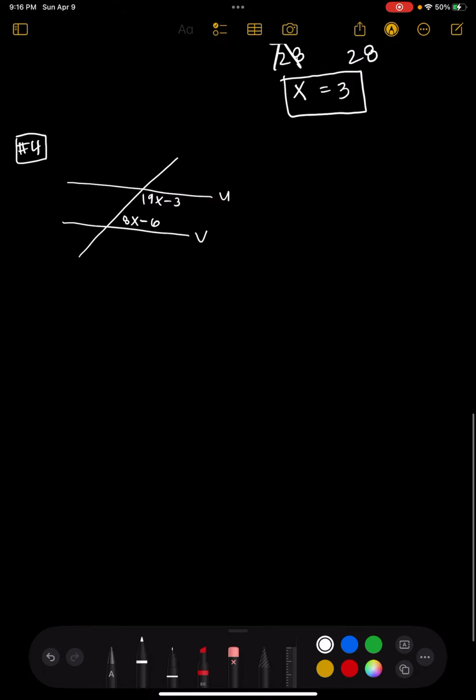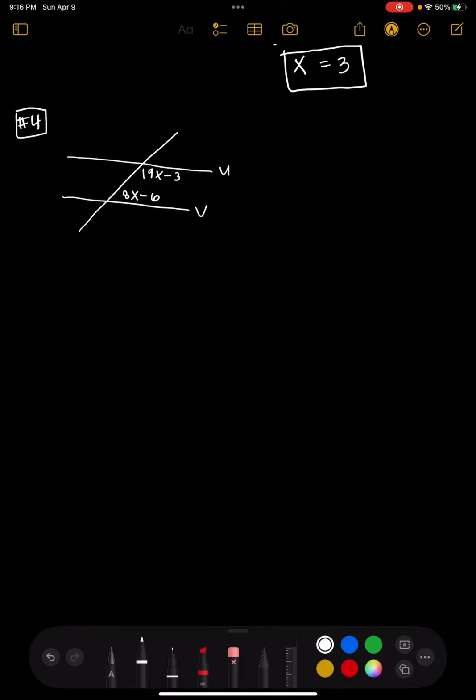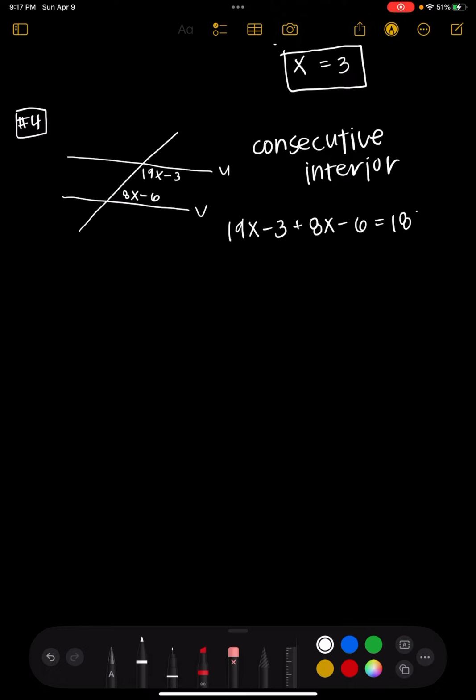All right, and then the last example, we're going to do the same thing. We have these two lines U and V. We want them to be parallel, so we're going to assume they're parallel first and name them. These ones are also consecutive interior, which means that they add to be 180. So I'm going to say 19x minus 3 plus 8x minus 6 has to be equal to 180.